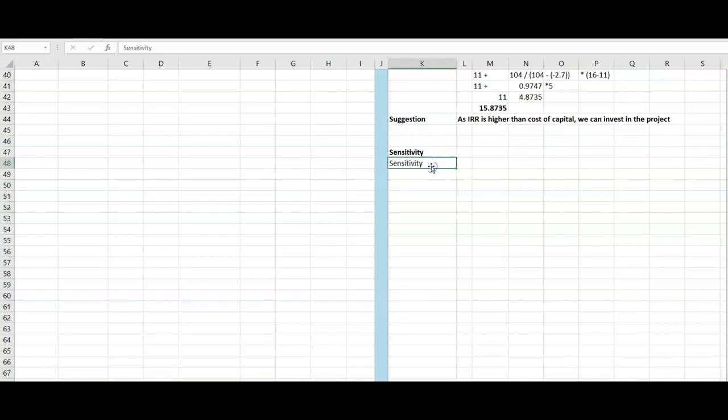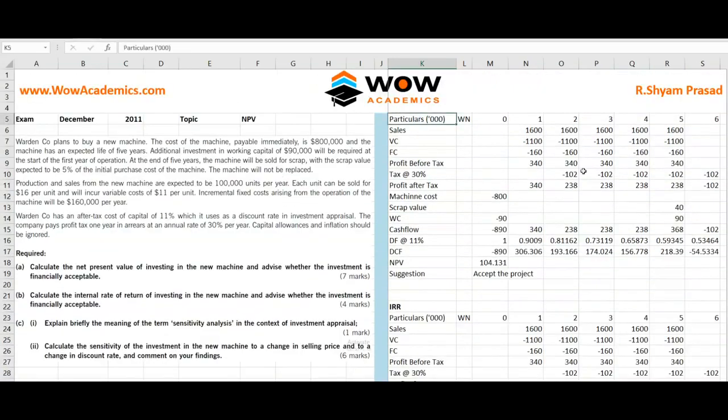Sensitivity to selling price. So the formula works like this. It's NPV divided by present value of sales after tax. So we know the NPV number. The NPV number that we calculated originally was 104. But what we don't know is the present value of sales after tax, so that we don't know. So for that we have to work it out. So to work it out, we'll copy this entire table.